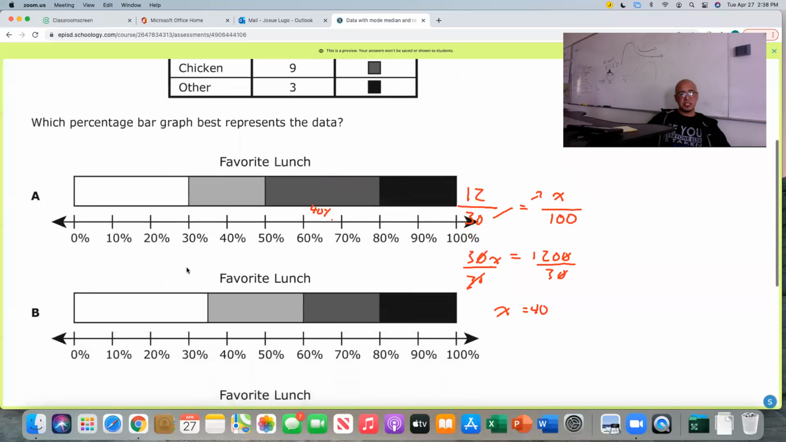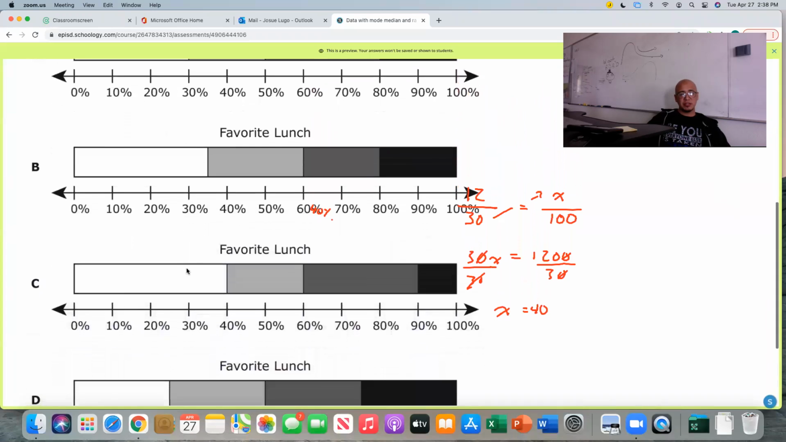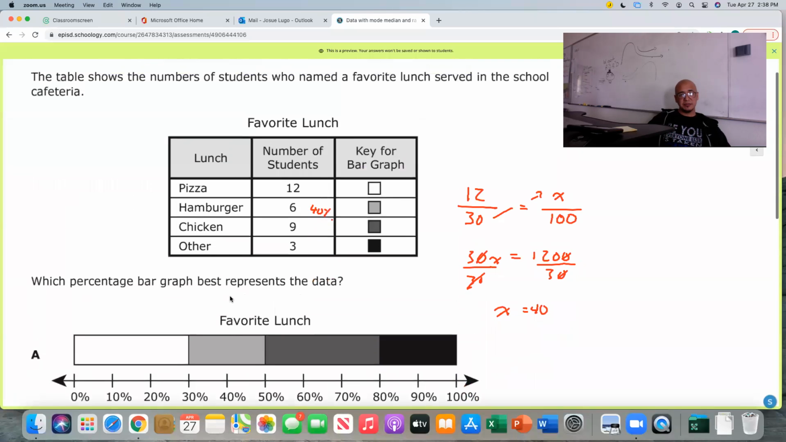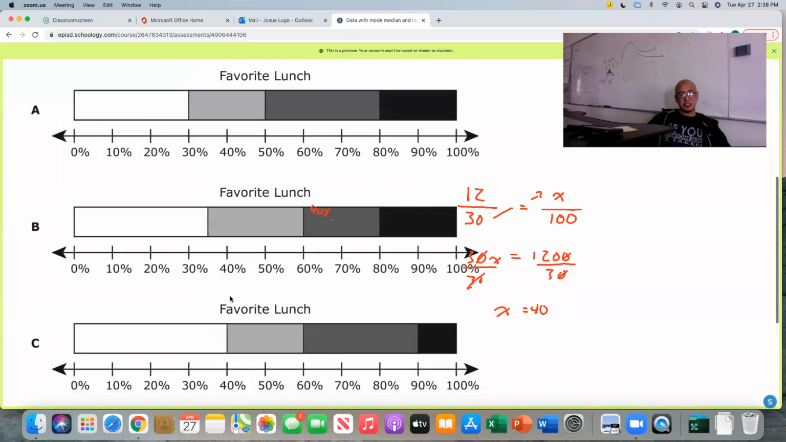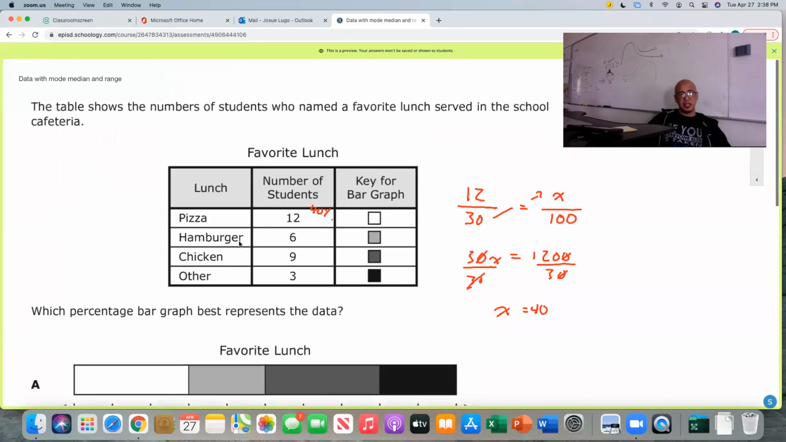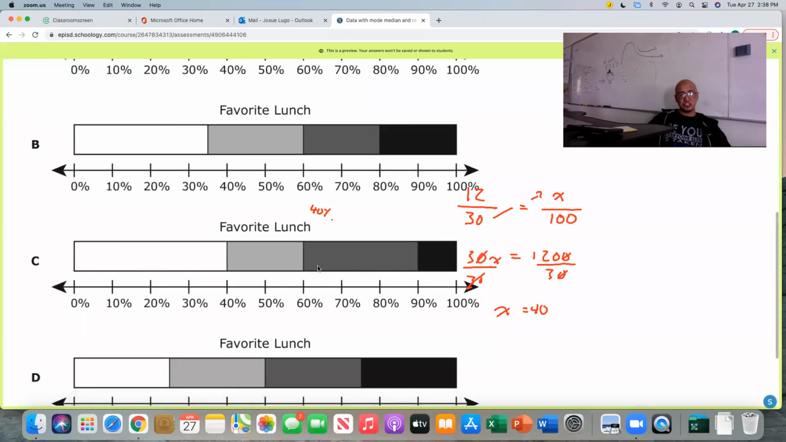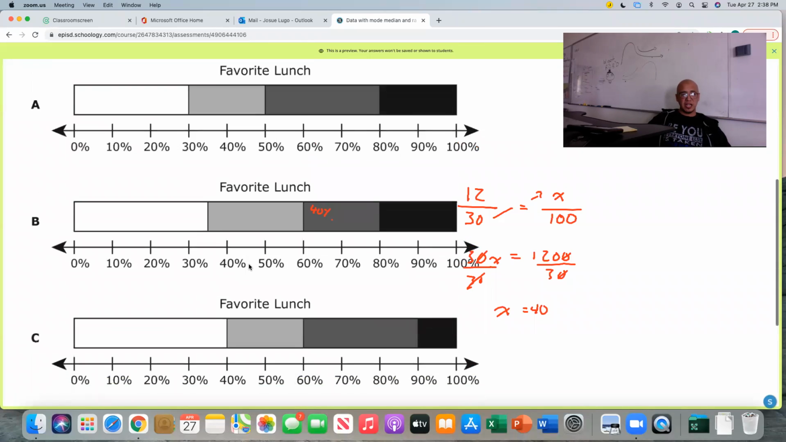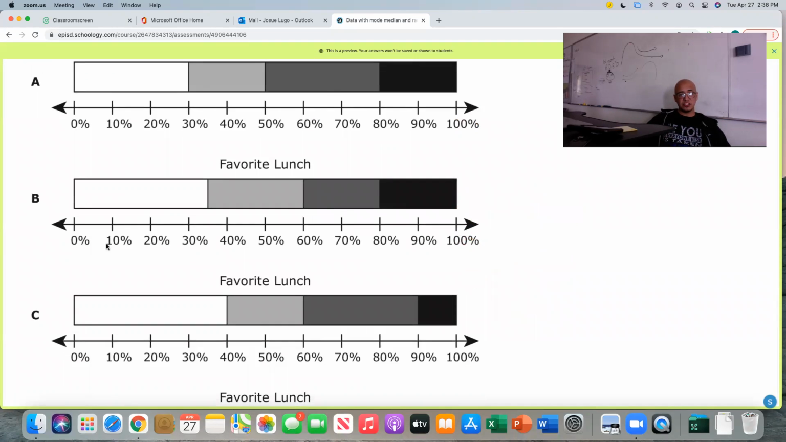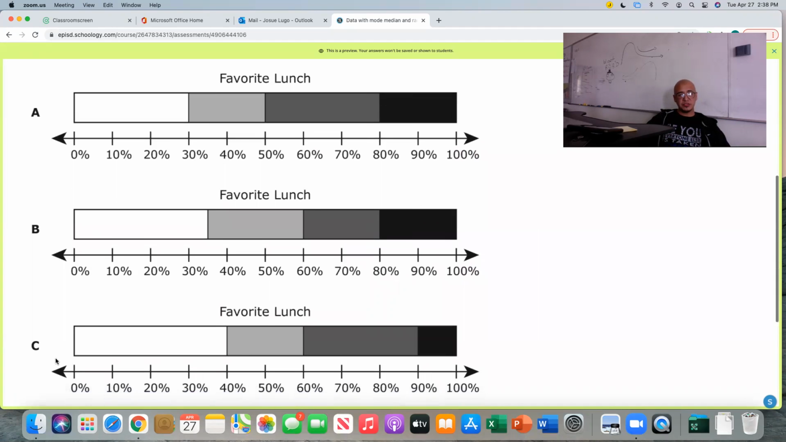Let's go ahead and look at these. Which of these shows pizza as 40%? Ladies and gentlemen, the only one that shows pizza as 40% is C. The next biggest one should have been chicken, and C shows chicken as the second largest. I think C is the answer. Just by figuring out the pizza, that shows me that C is the one. That makes sense. So let's show C. Excellent.